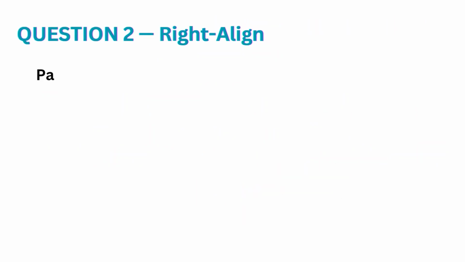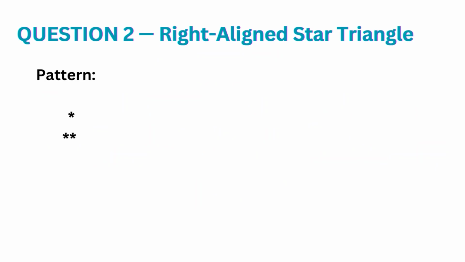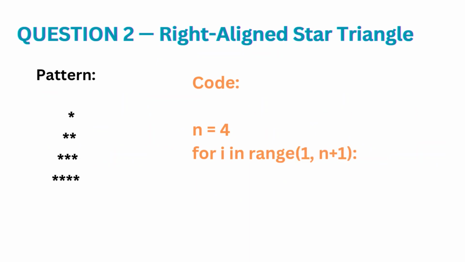Next question is write a left-aligned star triangle. For solving this problem here I am taking n as 4, for i in range 1 to n plus 1, that should print space multiplied by n minus i plus star multiplied by i. So this uses space plus star with nested loops. This is the classic pattern problem.